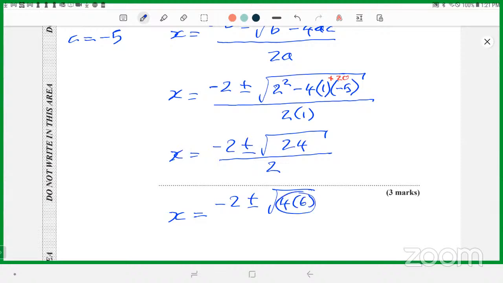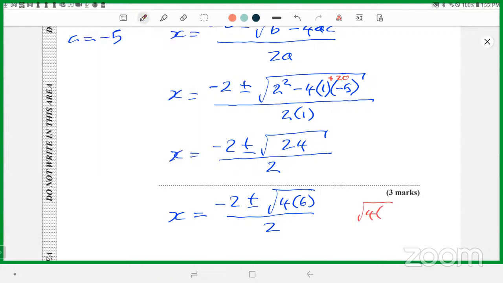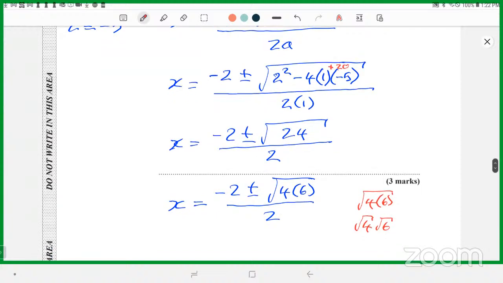4 times 6 is 24. That's where the 6 came about. And we're still dividing this by 2. But the square root of 4 times 6, let me write over here in red, can be written as the square root of 4 times the square root of 6. You can break it like that. If you're able to do that, as you go, you learn. This is the square root of 4 times the square root of 6.